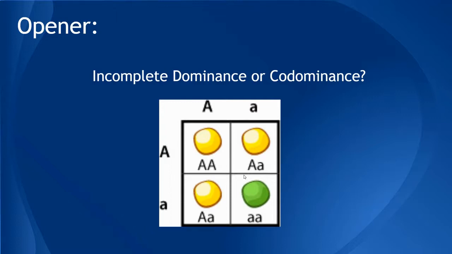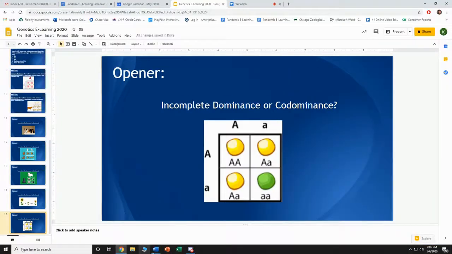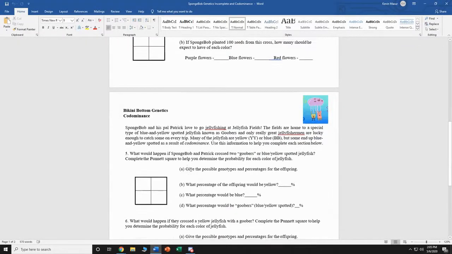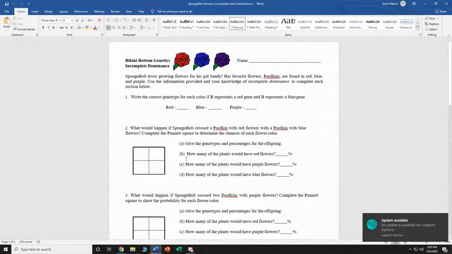All right. So let me show you the homework for today, and I'll even do a problem or two with you. All right. So this is going to be incomplete dominance on this page, and on the next page, it's going to be codominance. So let's go through and take a look at this.